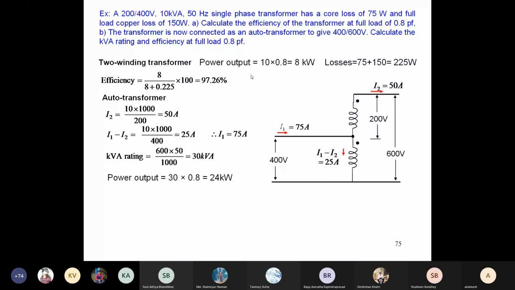Can you hear? Yes, sir. The next part of the question is the efficiency. The efficiency equals 24, which is the output, divided by 24 plus the losses, which is 99.07%. So efficiency-wise also, we have achieved a transformer action more efficient than the two-winding transformer, and the power has also increased.